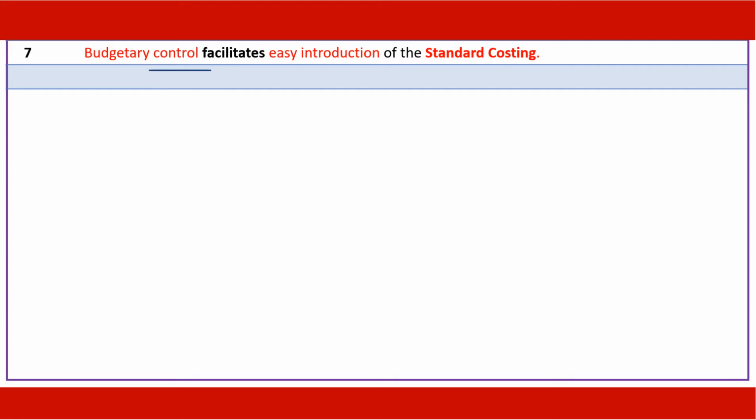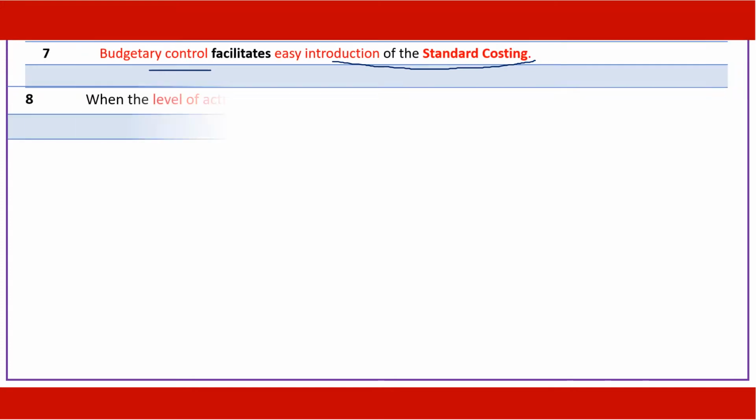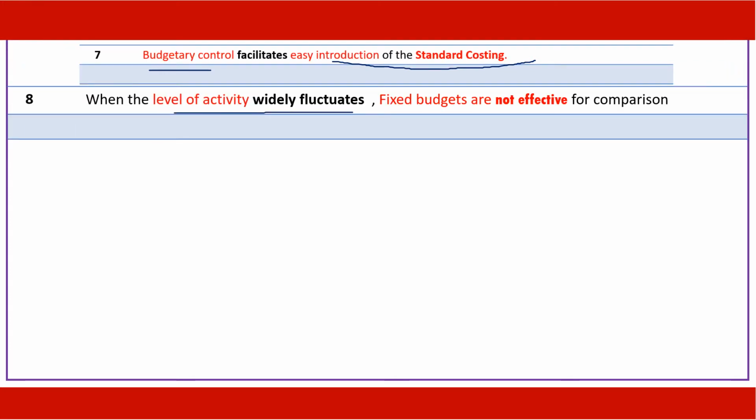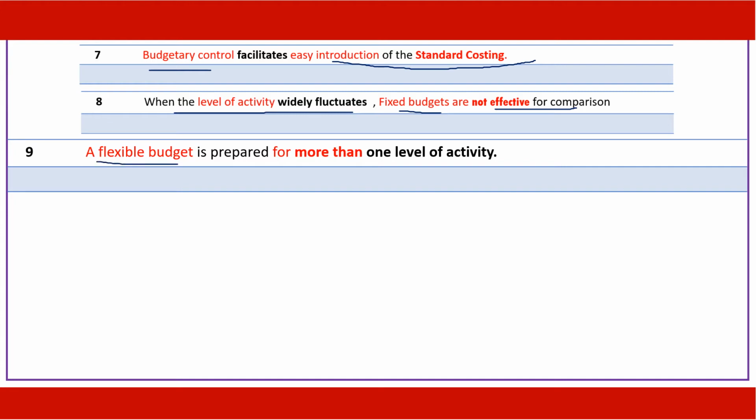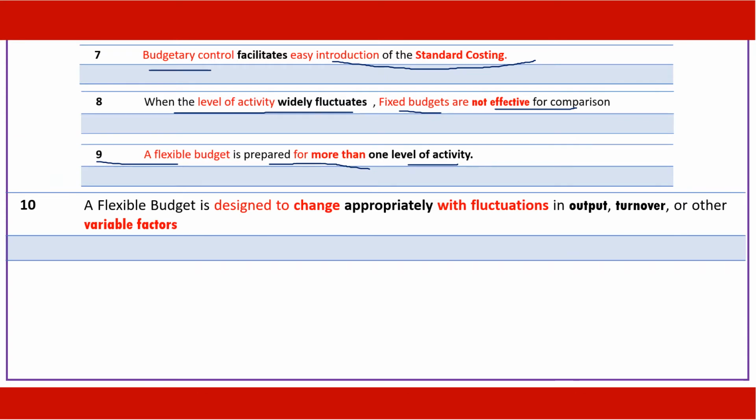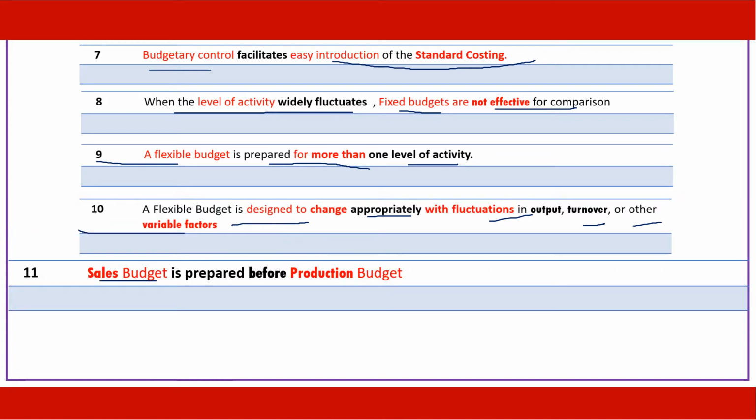Budgetary control facilitates introduction of standard costing gradually. When the level of activity fluctuates widely, fixed budgets will not be effective. We need to have an alternative. That is the flexible budget, which is prepared for more than one level of activity. A flexible budget is designed to change appropriately with fluctuation in output, turnover, or other variable factors. It reflects all the changes. Sales budget is the first budget to be prepared before production budget.